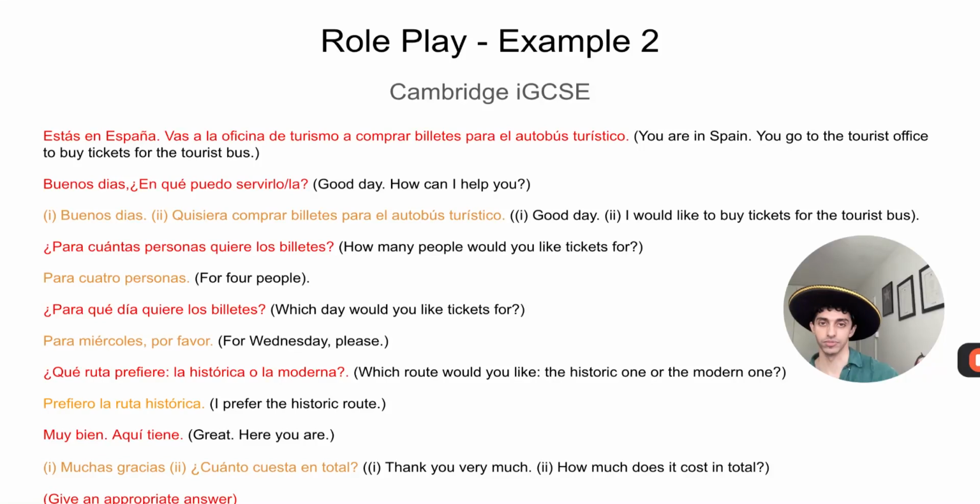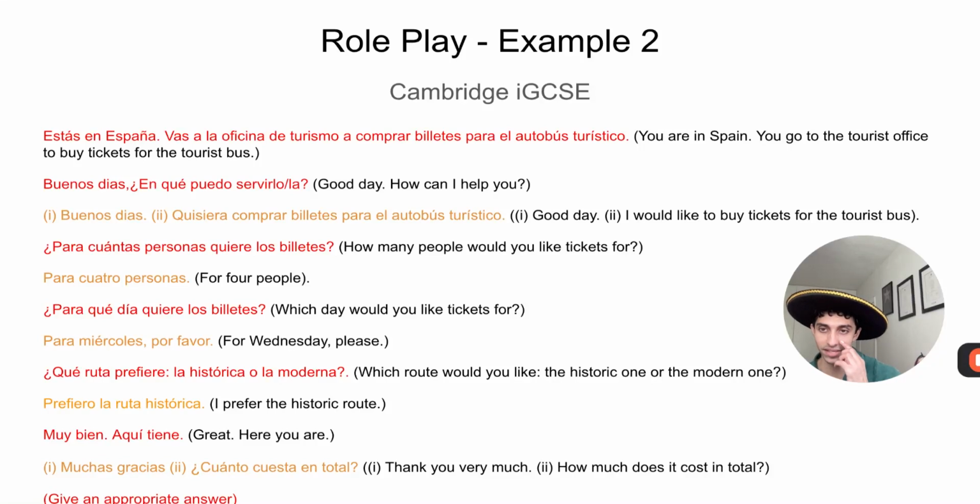Again, I'll give you a bit of time to read over everything while pointing out some of these features in the answers. So you'll notice that, again, I've kept the language rather simple. For some answers, for certain prompts, the answers are not even full sentences, just a phrase or so, such as para 4 personas or para miércoles, por favor. Those are not full sentences. There's no verb actually in there. But that's still sufficient. That's absolutely fine for the role play because I'm still giving the information required. It's still grammatically correct or accurate in Spanish. And it is more or less how a natural conversation would unfold as well.